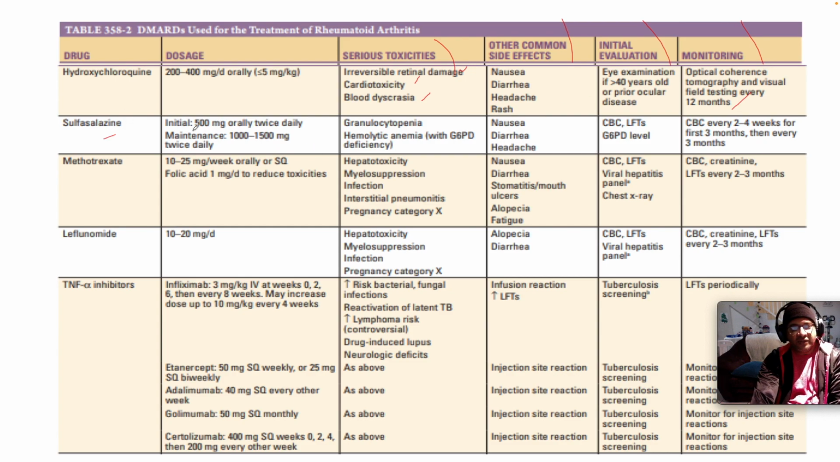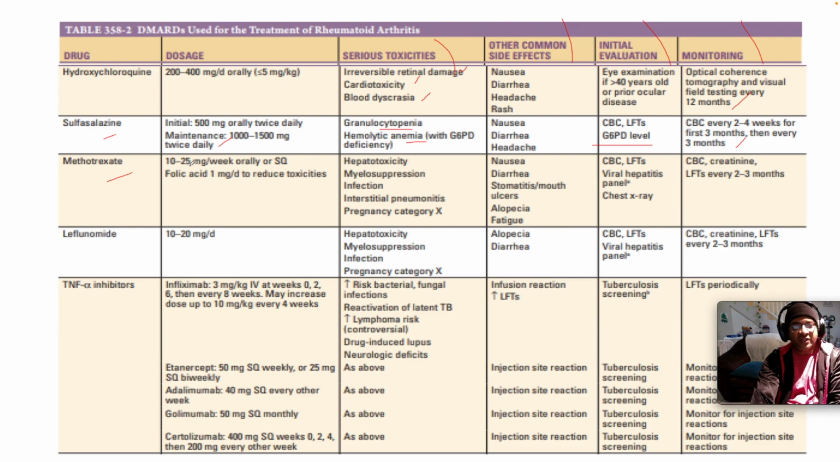Sulfasalazine is the other drug we can use. Initially, you give 500 milligrams twice a day. For maintenance, you may go up to 1,000 to 1,500 milligrams twice daily. Watch out because it causes agranulocytosis, hemolytic anemia with favism, with G6PD deficiency. It can also cause nausea, diarrhea, and headache. Your initial evaluation is with your full blood count, LFTs, and your G6PD level. And thereafter, you want to do a full blood count every 2 to 4 weeks for the first 3 months, then every 3 months.